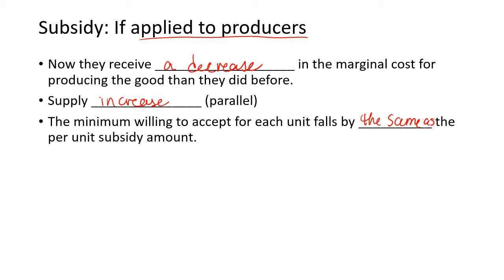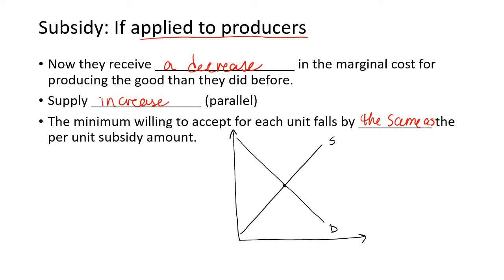This also means that the minimum willingness to accept for each unit falls by the same amount as the per unit subsidy. So I'll let you take some time to try and sketch out the picture, but I'll at least get you started. So if we have some demand and supply, our starting picture looks like this, as it usually does. And then here we're going to add a subsidy to suppliers. So we want supply to increase, which is an outward shift.